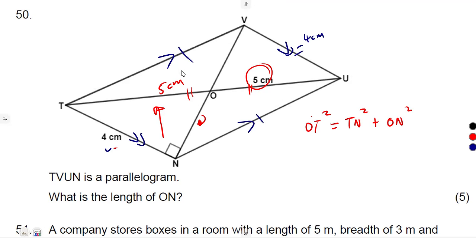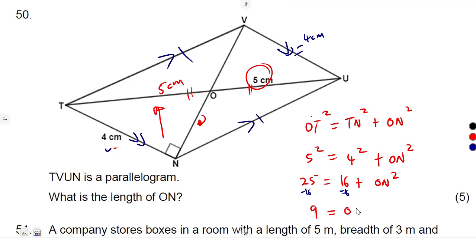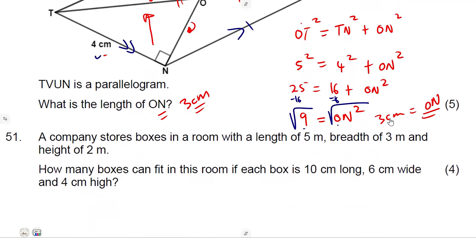So from O to T, we have it. That is 5. So 5 squared, TN is what? Is 4. And ON is the one that we want. So we have formed an equation: 25 is equal to 16 plus ON squared. Subtract the 16 here. That was going to be 9 is equal to ON squared. So let us find our ON. Simply introduce the square root. So that's 3 centimeters. Okay, that's our ON. So ON is 3 centimeters. Just like that. It was a direct question.